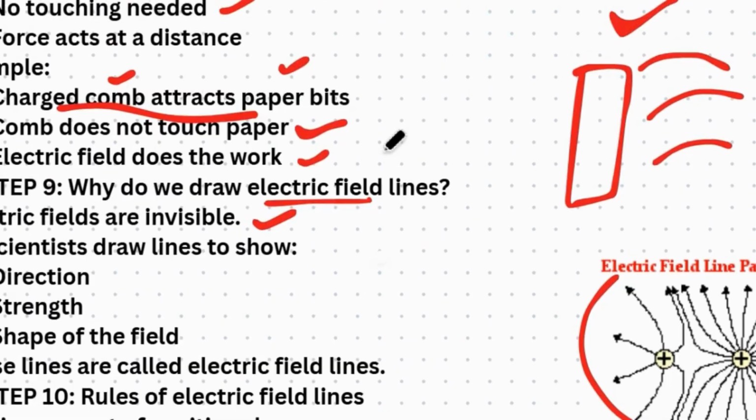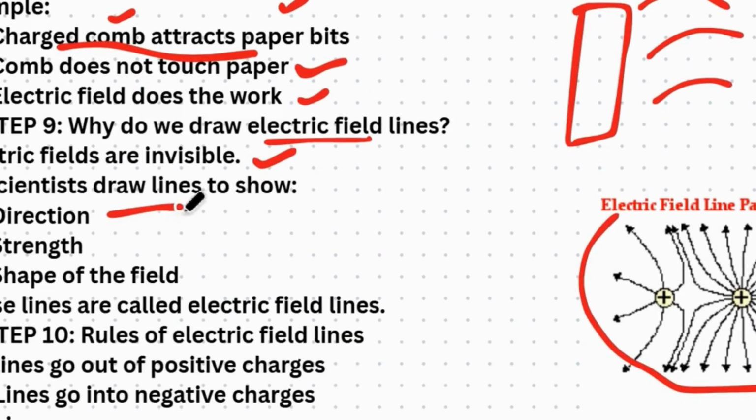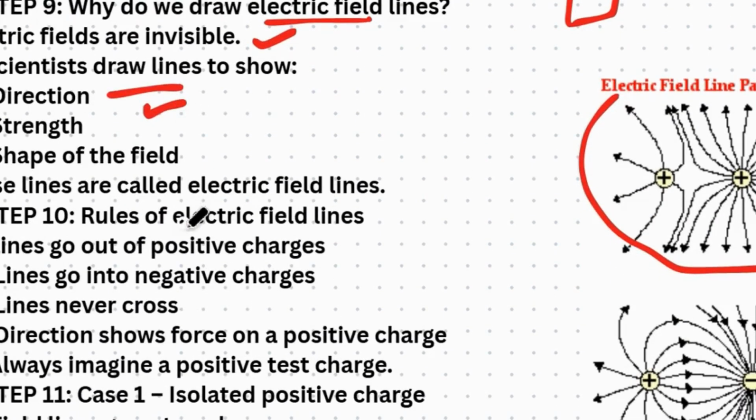Electric field lines are even invisible. Like if you see that when this attraction is happening, like the charge attracting the paper bits, there are no electric field lines visible. But scientists draw these lines to show the direction, that why the one has more ability to attract and one becomes positively charged, the other becomes negatively charged. To show this, scientists have drawn the electric field lines to show the direction, strength, and shape of the field. Now, what is the shape of that electric field?